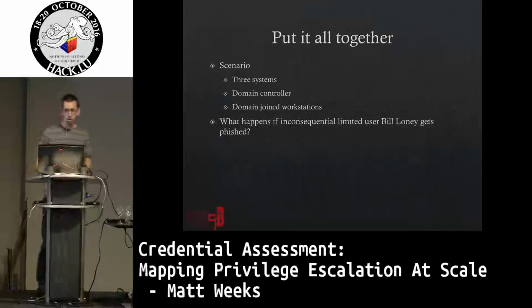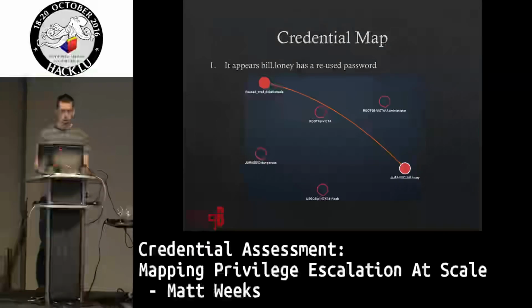So it's very important to us to make sure that when we're saying, hey, these credentials can be stolen, your entire network can domino down, that actually happens. So to put it all together, as an example, we have 3 systems here with a domain controller and domain joined workstations. And we're going to say what happens if Bill Loney, who is just a random user on the network, opens up a phishing email and gets compromised, his account compromised.